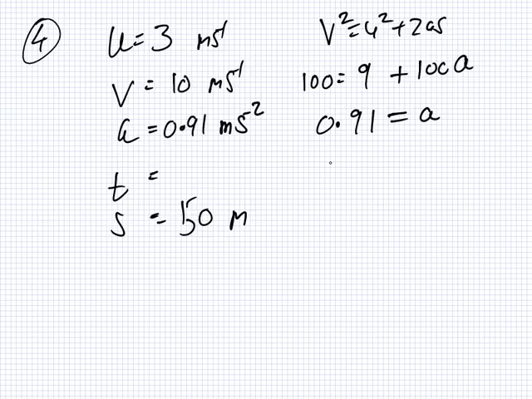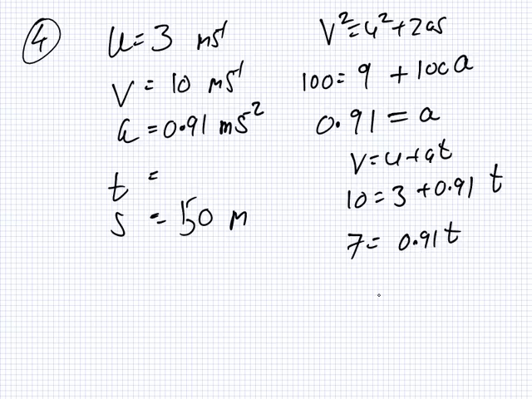And then the T is V equals U plus AT. 10 equals 3 plus 0.91 T. 7 equals 0.91 T. So T equals 7 divided by 0.91. 7.69? Yeah, 7.7. So the time is 7.69 seconds. So that's number 4. Now, how many questions did I give you? 5, 6? 5. So the last one was tricky, wasn't it?